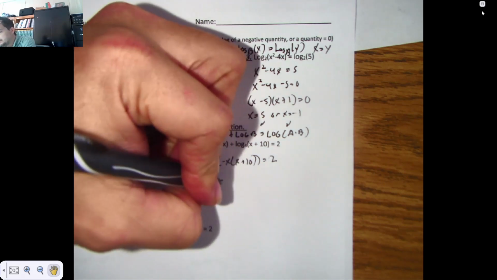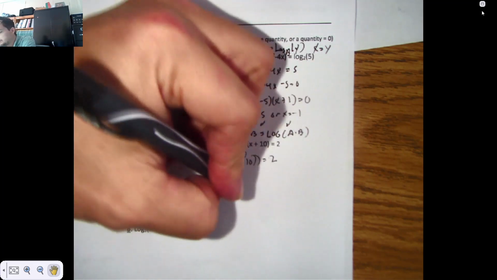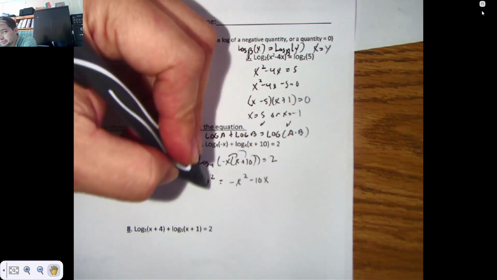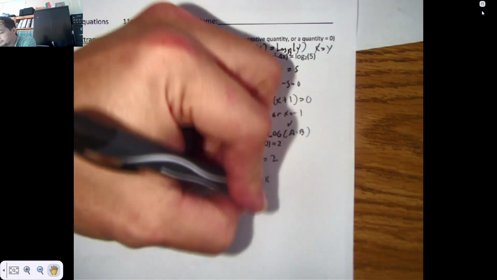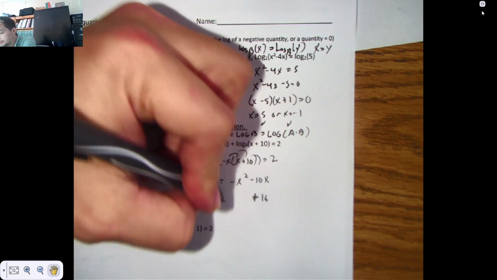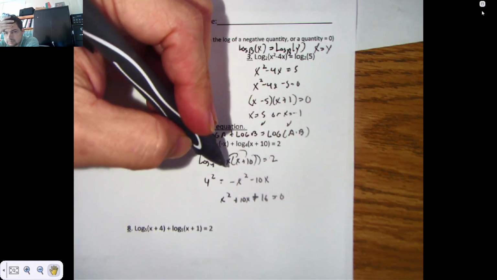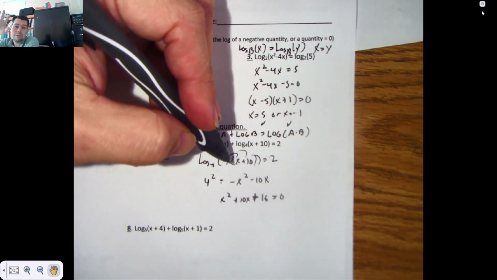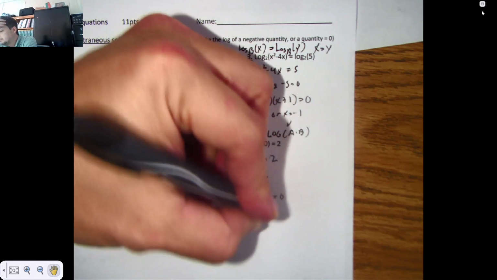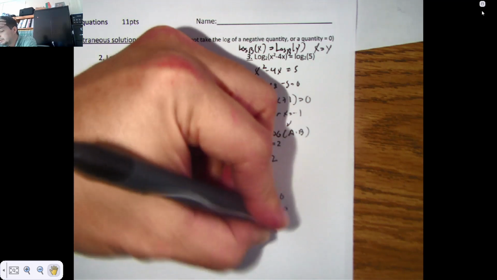4 squared is 16. I'm going to go ahead and distribute, negative x squared minus 10x. I'm going to shift everything left. I'm also going to turn this into a positive 16: x squared plus 10x. So I just shifted everything left. There are factors of 16 that add to 10. They are 8 and 2. So my x values are negative 8 and x is negative 2.